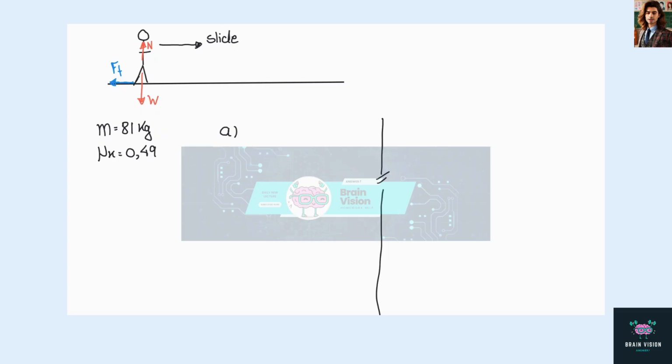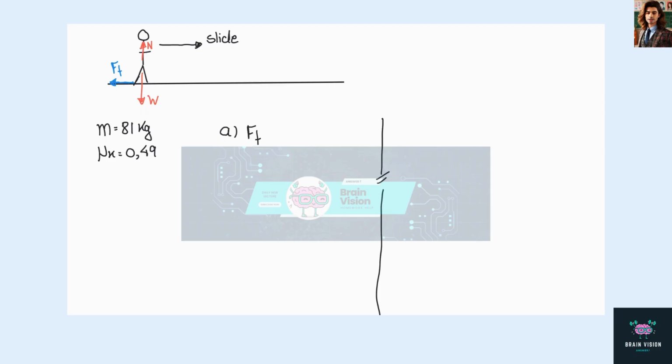In this question, there are three forces acting on the player: the weight force, the normal force exerted by the ground, and the frictional force exerted by the ground too. In the first item, we have to calculate the magnitude of the frictional force. Note that the player is already moving, sliding on the ground. Therefore, we can calculate the frictional force using the following equation.